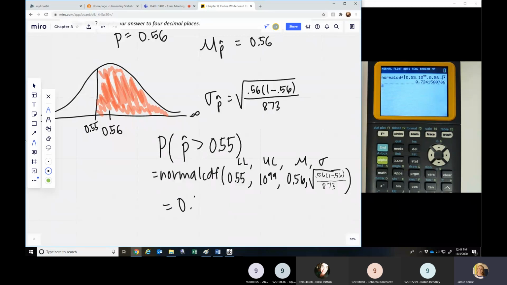0.7242, my bad. If you round to 4 decimal places, that 5 tells us to round that 1 up. So 0.7242.